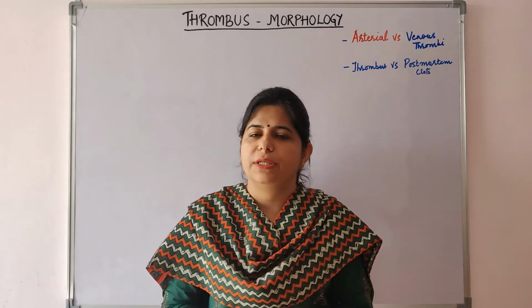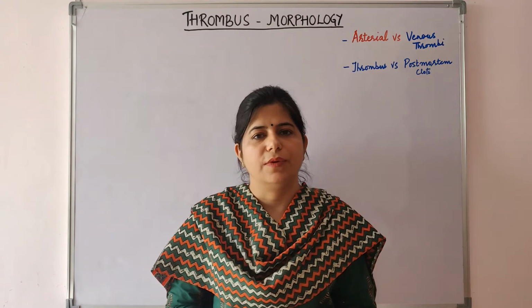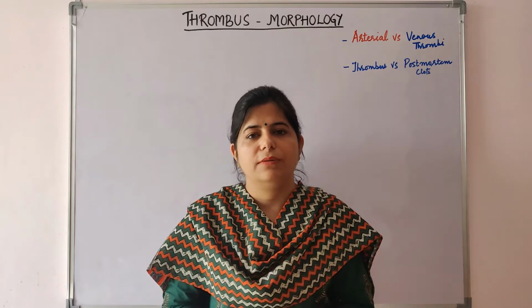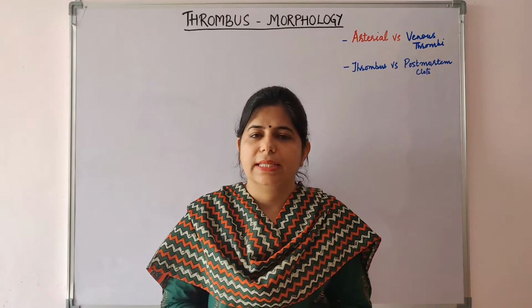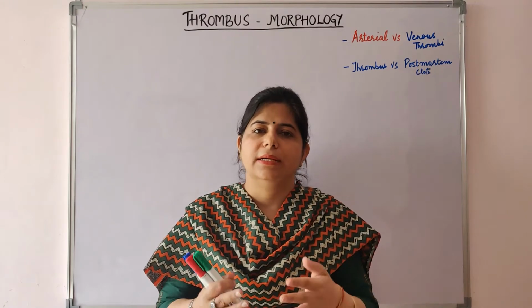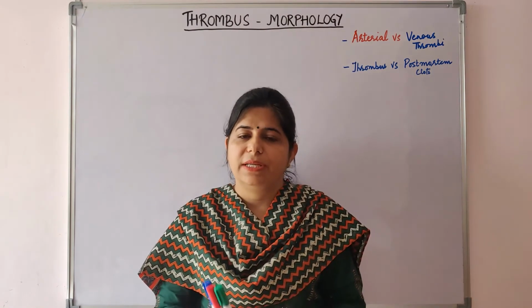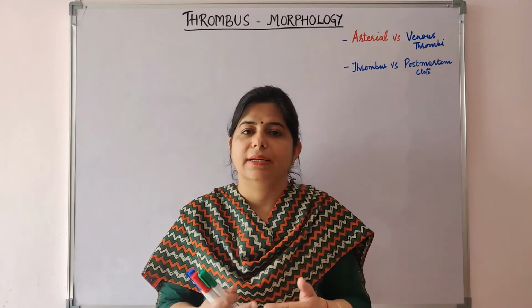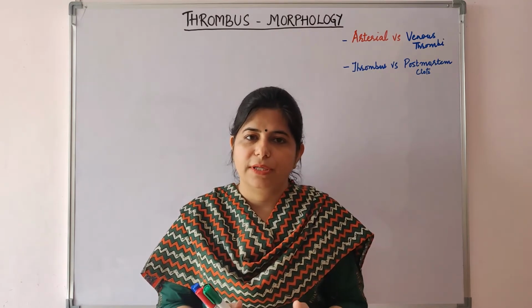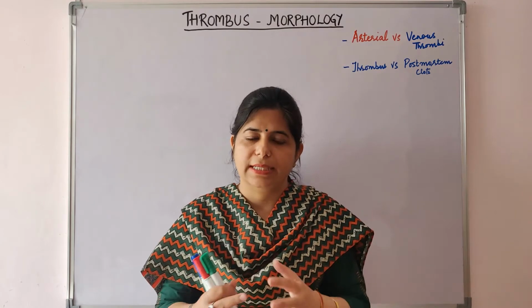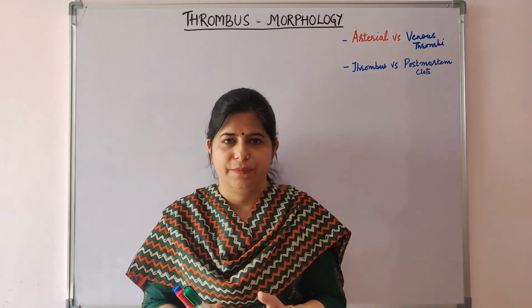So thrombus formation can occur anywhere in the cardiovascular system. It can involve the arteries, veins, the heart chambers, the cardiac valves and also the aortic lumen. And depending upon the site and the underlying mechanism, the morphology of thrombus formation at these sites is different.